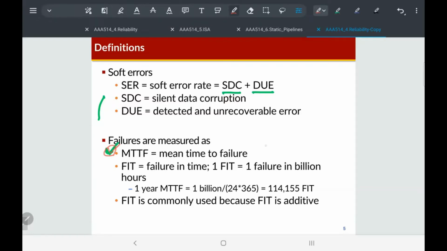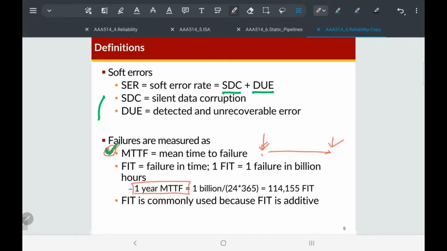So mean time to failure means that a failure happens at some time, and after some time, on average, another failure can happen. This is the definition of mean time to failure. So a 1-year MTTF means that one error can happen during 1 year. Okay, so that's the definition of MTTF.